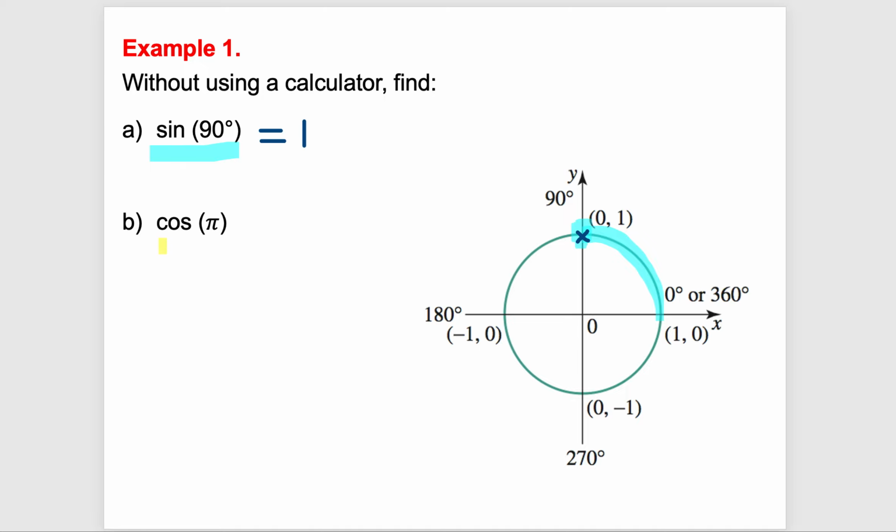Cos of pi. So if we look now at cos of pi, well, pi, obviously that's in radians, but we know that pi is equal to 180 degrees. So basically what we're going to do is imagine moving around the unit circle till we get to 180 degrees. And we obviously stop here. And for cosine, we're looking for the x-coordinate, because cos is read from the x-axis. So cos of pi is equal to our x-coordinate here, which is -1.